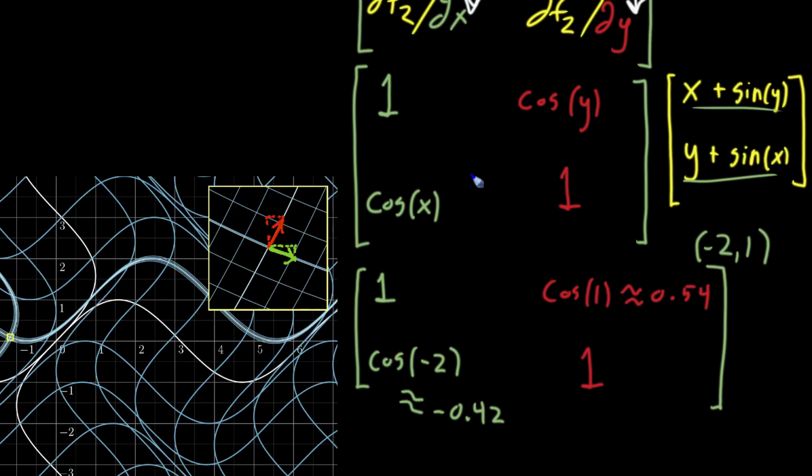Again, it's pretty straightforward. You just take all of the possible partial derivatives and you organize them into a grid like this.